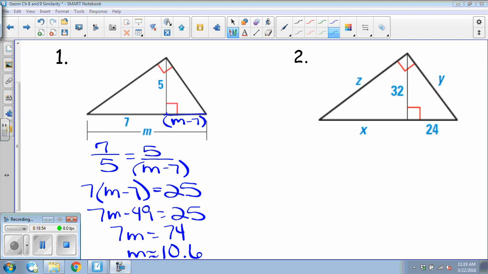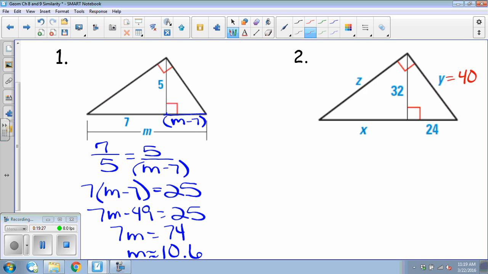So, first thing I would do is I could figure out y the easiest. Because how could I do that? Pythagorean theorem. So when you use Pythagorean theorem, you get y equals 40. Okay? Does anybody need to see me actually do Pythagorean theorem? No? Okay. So we use Pythagorean theorem to get y equals 40. So 24 squared plus 32 squared equals y squared, and you get y equals 40. All right? And so now that we have that, we can figure out x and z.